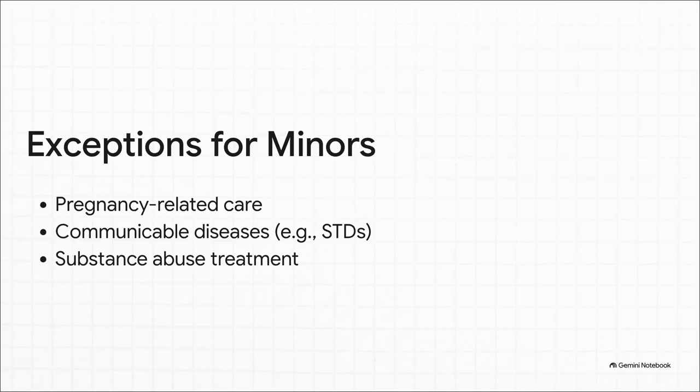The privacy rule outlines specific legal carve-outs where a minor can actually obtain care without parental consent, and therefore that specific PHI regarding their care is kept strictly confidential from the parents. These scenarios typically include things like pregnancy-related care, treatment for communicable diseases like STDs, and substance abuse treatment. However, it is absolutely vital to note here that HIPAA largely defers to state laws regarding minors, so providers must always be aware of their specific local statutes when navigating parental access.